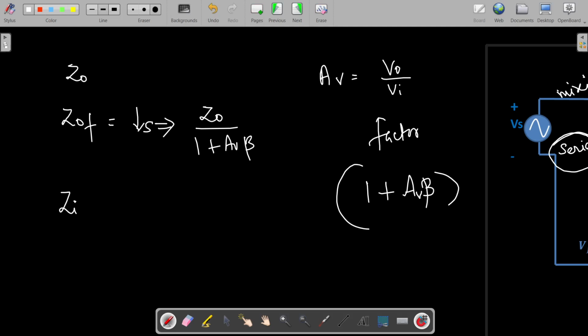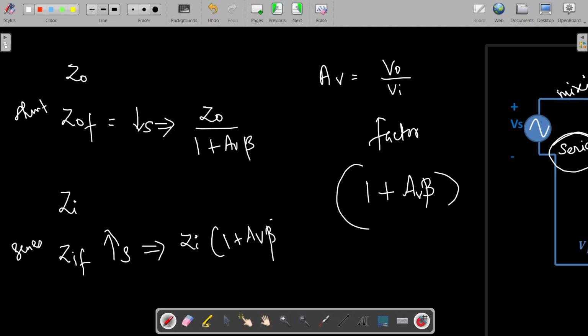Similarly, you have Zi. Now after feedback, it changes to ZIF. But it is the series connection. Here it is the shunt connection, and at the input side it is series. So what happens? It actually increases. How much is it increasing? Zi multiplied by this 1 plus AV beta. Only this factor, 1 plus AV beta. So increasing means you should multiply, right? Reducing means you have to divide.